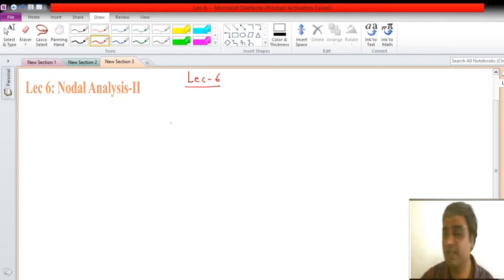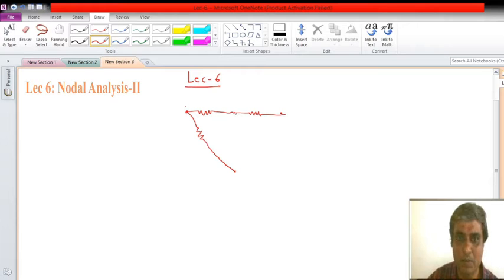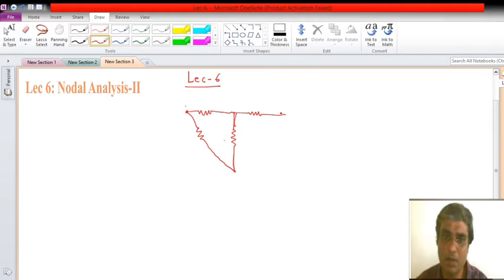Okay, so with this, let us start with one example. Suppose I have the network like this. There will be one resistor here, one resistor here, one resistor here, one resistor here, then one resistor to be included in this branch.